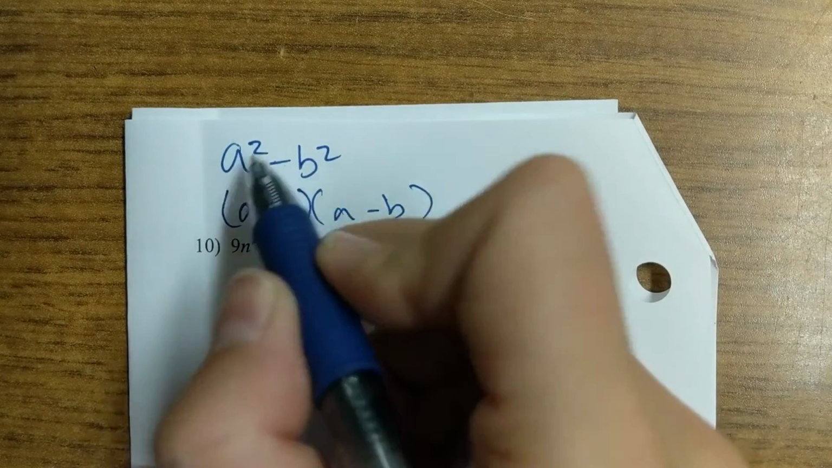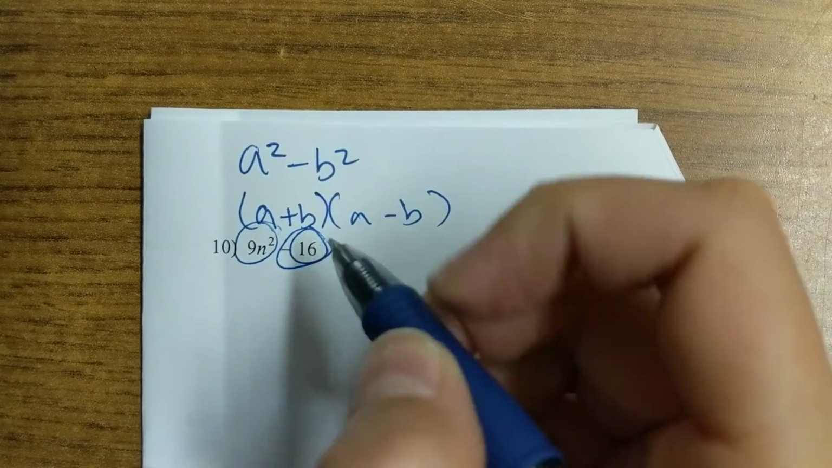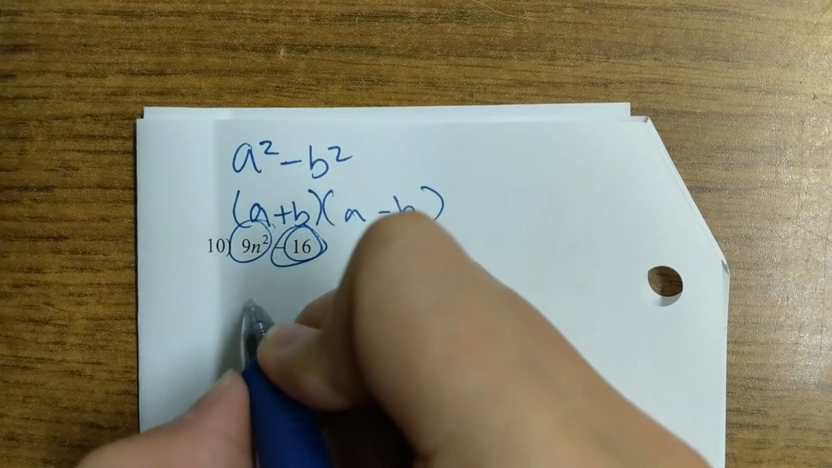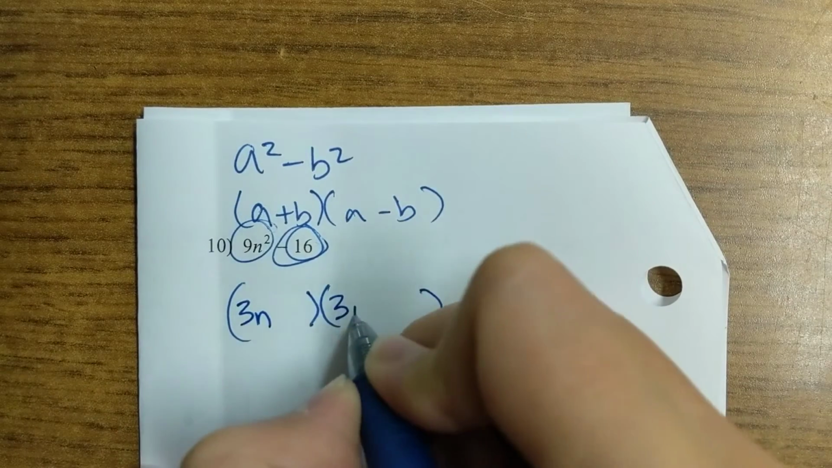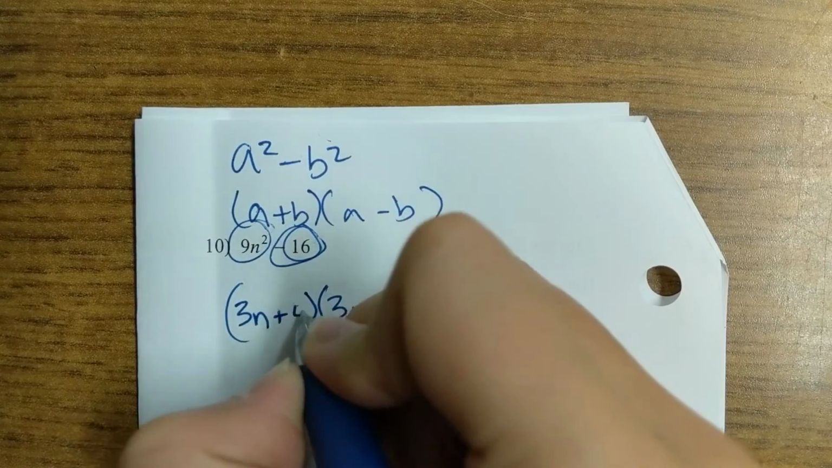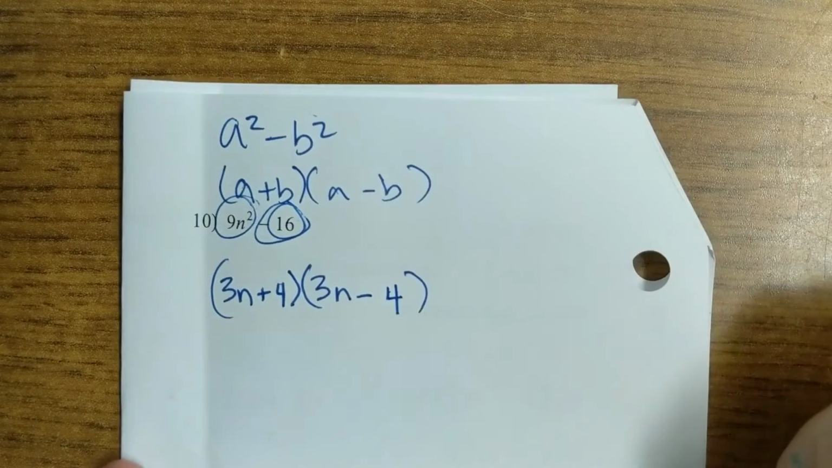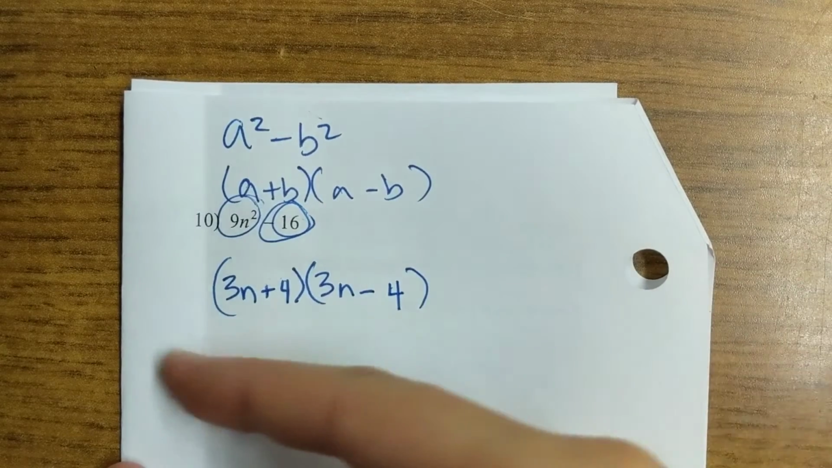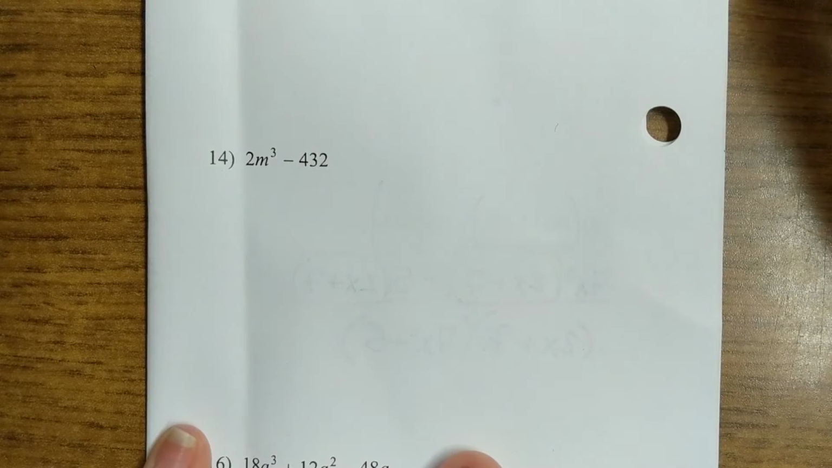So a would be the square root of a squared, so take the square root of your first term, and that's going to go in the front, so 3n times 3n, and take the square root of your last term, which is plus or minus 4, so positive 4 and negative 4. Check to make sure there's nothing else you can do. Nope. Good to go. Number 14.